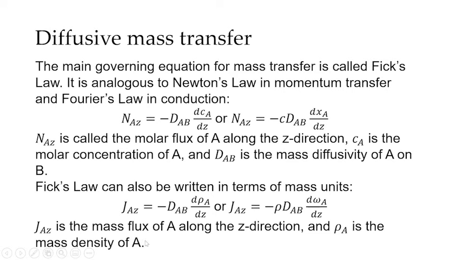Okay, for the mass version of Fick's first law, our gradient is expressed in terms of the mass density, that is rho_A, with respect to position. We can also write this as J_Az is equal to negative rho times D_AB times d omega_A over dz. Omega_A is the mass fraction of species A, and rho here is the total mass density of the system.